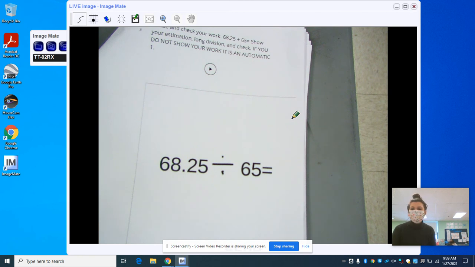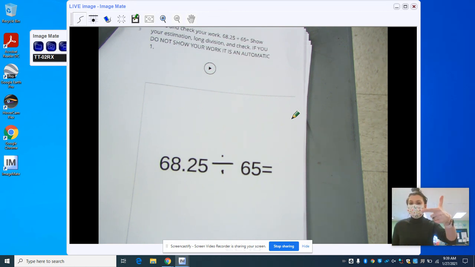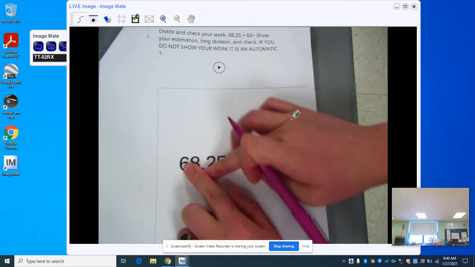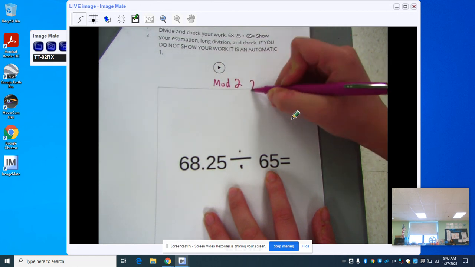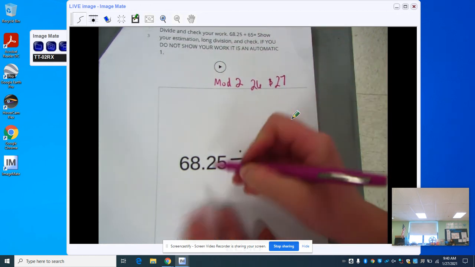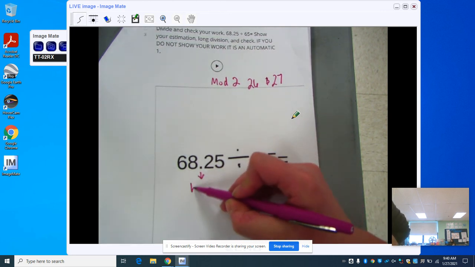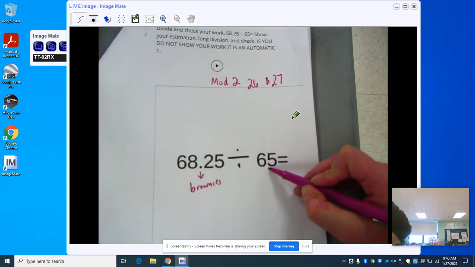Question number 7, last but not least, 68 and 25 hundredths divided by 65. Remember, you must estimate, divide using standard algorithm division, aka long division, and check your work, and must show me all 3 steps in order to get anything besides a 1. Not showing your work is an automatic 1. We are taking 68.25 or 68 and 25 hundredths and splitting it between 65. So this is Mod 2, Lesson 26 and 27. Remember, first number means our brownies or our pizza or our money. Second number means our people.